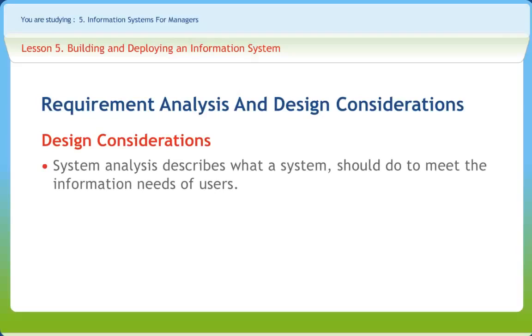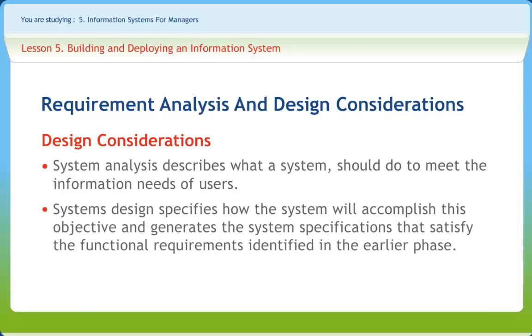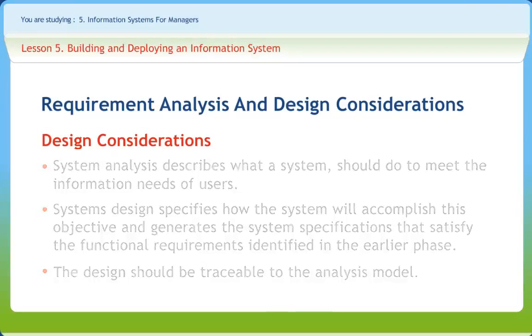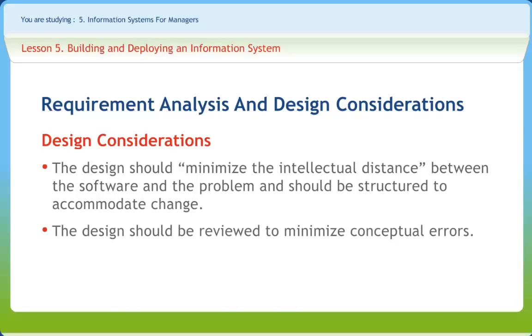System analysis describes what a system should do to meet the information needs of users. Systems design specifies how the system will accomplish this objective and generates the system specifications that satisfy functional requirements identified in the earlier phase. The design should be traceable to the analysis model. The design should minimize the intellectual distance between the software and the problem, and should be structured to accommodate change. The design should be reviewed to minimize conceptual errors.